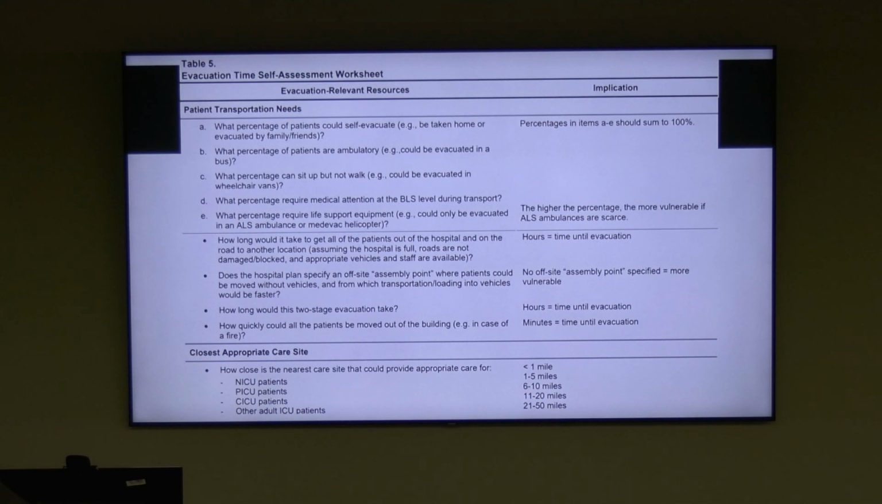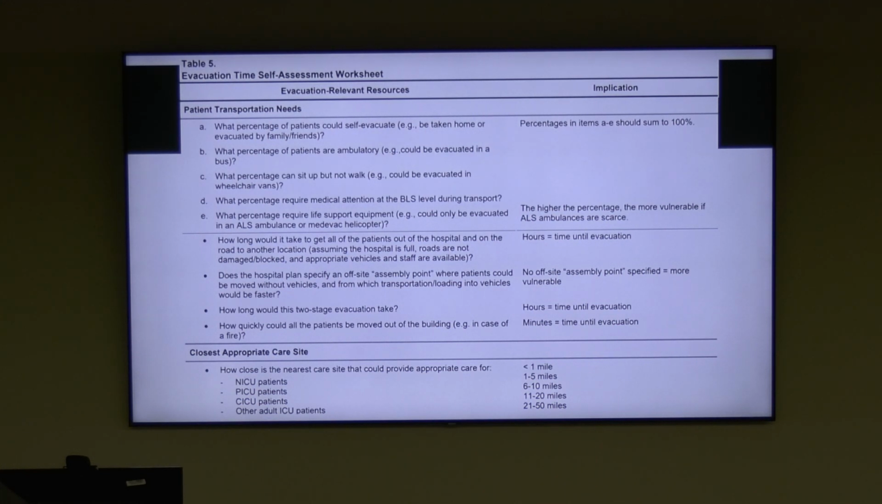Then things you also want to consider: how long would it take to get all the patients out of the hospital and on the road to another location, assuming that the hospital is full, the roads are not damaged or blocked, and appropriate vehicles and staff are available? And then does the hospital plan specify an off-site assembly point where patients could be moved without vehicles and from which transportation loading vehicles would be faster? If there's no off-site assembly point specified, that means they are more vulnerable to not being successful in their evacuation. How long would this two-stage evacuation take?